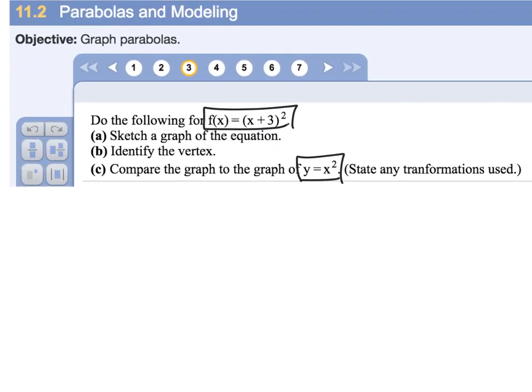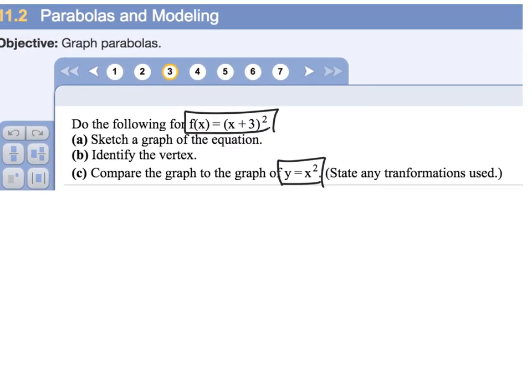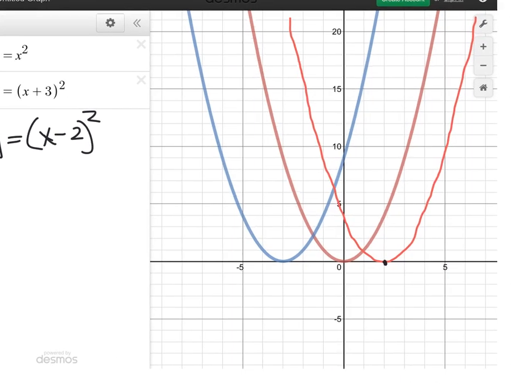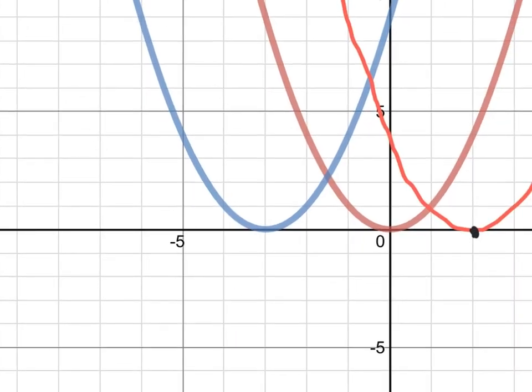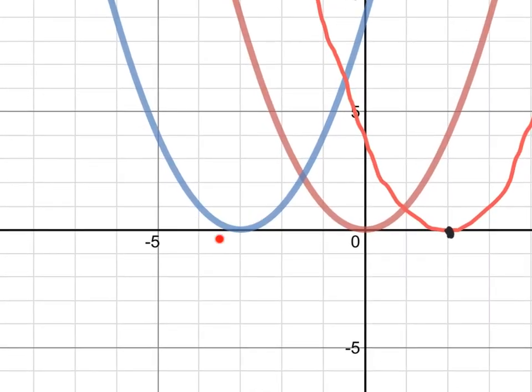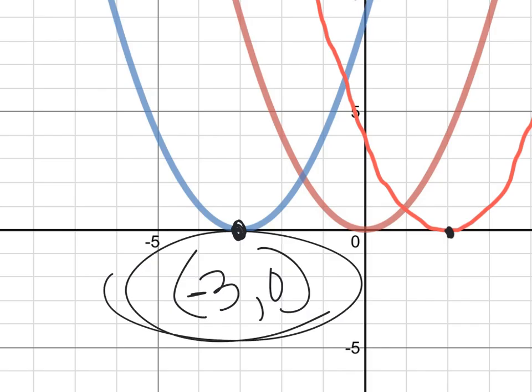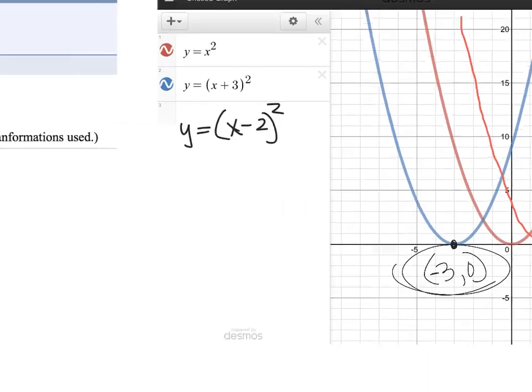So going back here, now we need to identify the vertex of this new slid over parabola. We don't need the formula on this one because we can see that the vertex is right here, at negative 3, 0. It's been slid over to the left 3 spaces, so we don't need to use the formula.